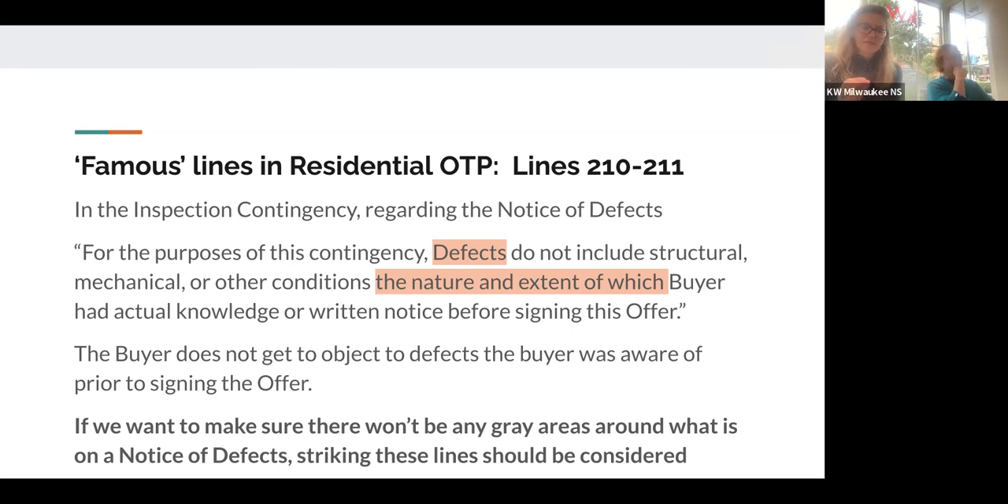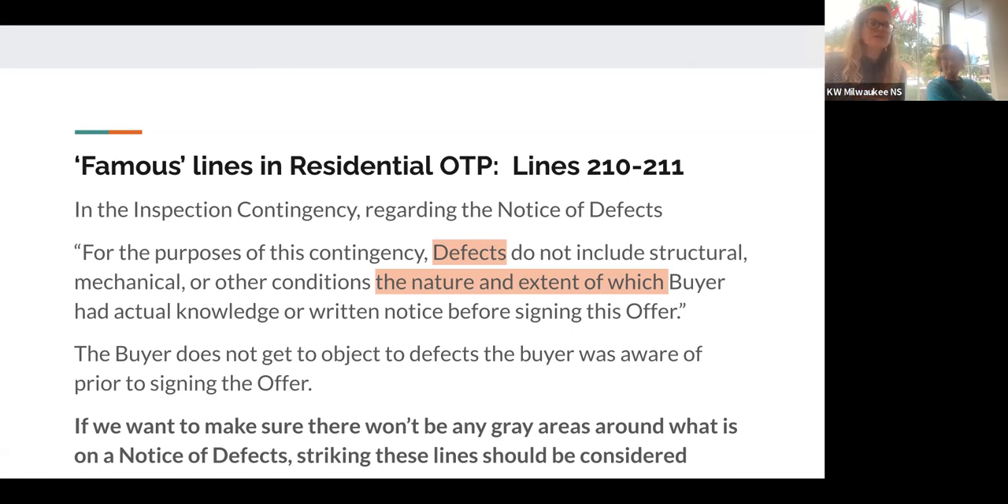So meaning, if a notice of defects is served and we want to make it black and white, we can say, by striking these lines, it doesn't matter what was disclosed or not. It doesn't matter that I was already told that there was a basement crack. I can use that crack to later put it on a notice of defect. And it becomes very black and white then, with no gray areas around what could potentially be wrong with it.